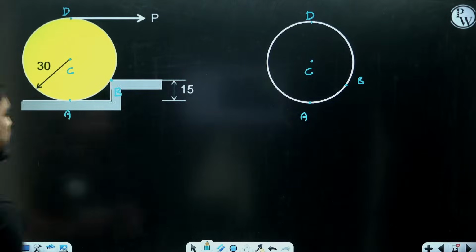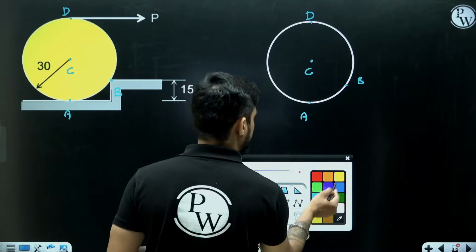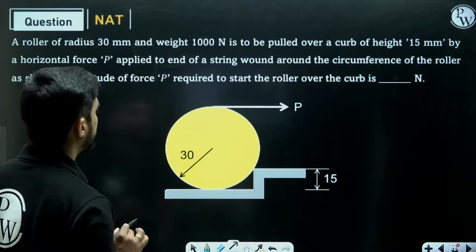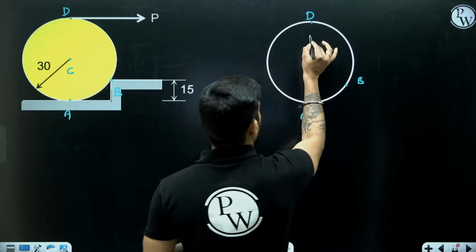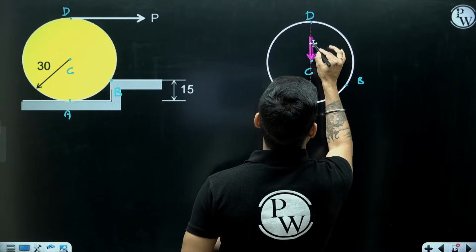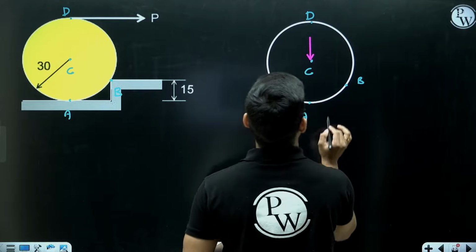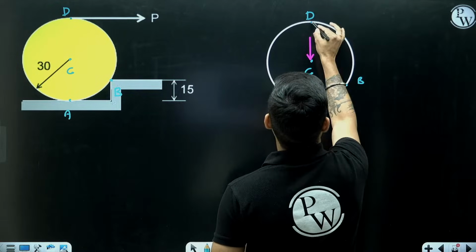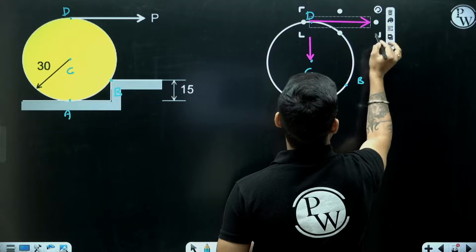So we will get the weight of this roller. How much is the weight? The weight of the roller is 1000 Newton. So that is acting at point C. Then there is force P at point D, which is horizontal.